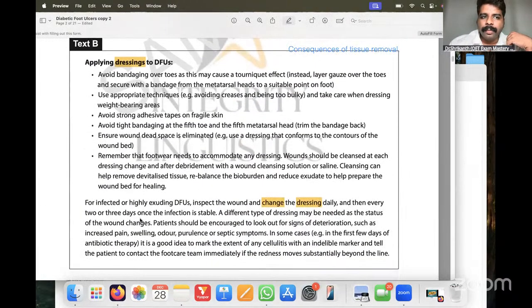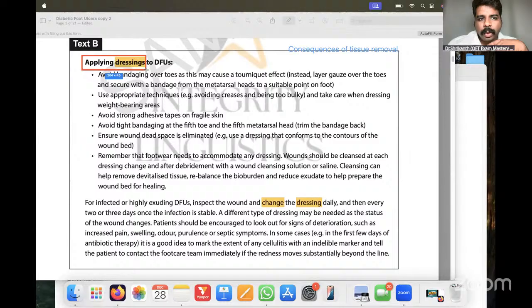Right. Now let's come over here. What are the main keywords that you see here? The main keyword is application of dressings. Here they are talking about how we have to apply the dressings. But remember, the keyword over here is tissue removal. So my intuition is telling me no. The question is talking about tissue removal, but over here they're talking about application of dressings. So here also my mind is telling me no, the answer is not going to be here, right?